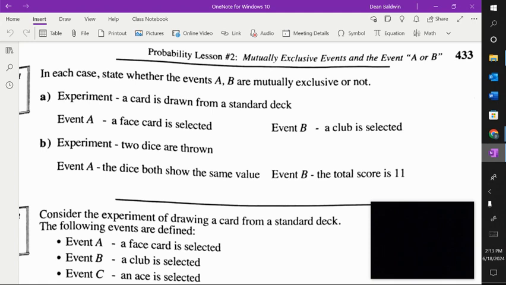Tell me if these are mutually exclusive or not. We draw a face card, and a club is selected. They are not mutually exclusive because you can have a face card that is a club, right? Do we all have our picture of our deck of cards, or have it in our head? Nothing's in my head. All right. So these are not mutually exclusive. I'm going to use NME for not mutually exclusive because I'm too lazy to write out all those words. Fair enough.